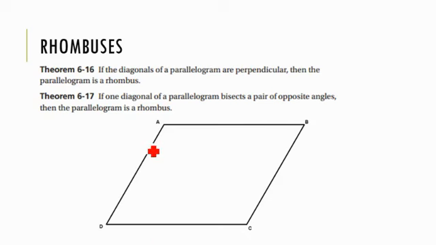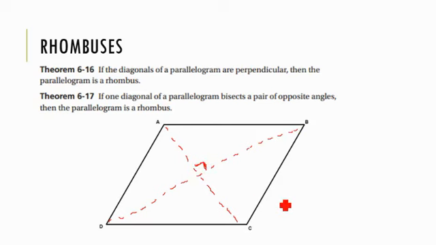So if someone told us quadrilateral ABCD was a rhombus, we could say that the diagonals are perpendicular. That's a theorem that we've probably already talked about. Well, these theorems are flipped. Therefore, if someone told us that, for example, these diagonals are perpendicular, we can use these theorems to prove that ABCD is a rhombus.